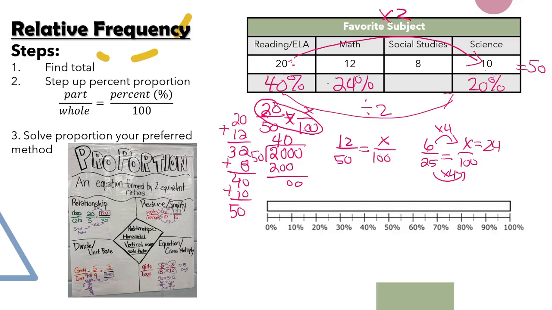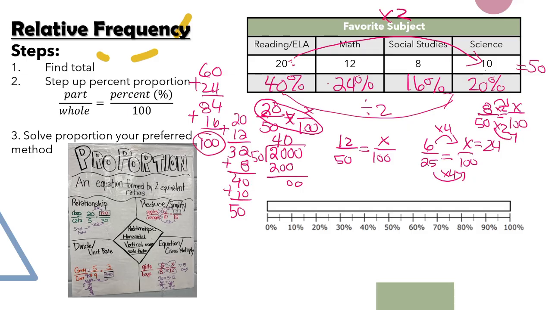Let's look at my last one, and then we'll fill in my percent bar. And then I'll leave you with some practice questions to try on your own. So 8 over 50 is equal to x over 100 times 2, and I get 16%. Again, we can take our time to add these up to make sure that it's equal up to 100%. So we know that 40 plus 20, that gives me 60. 60 plus 24, that gives me 84. And then the last one, that gives me 100%.